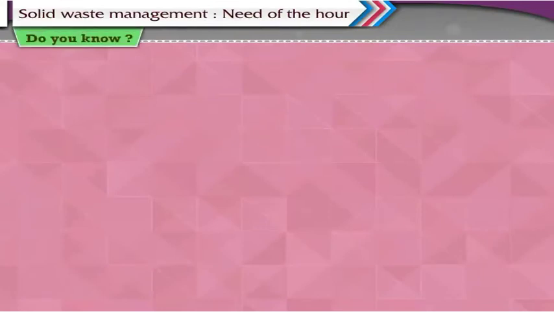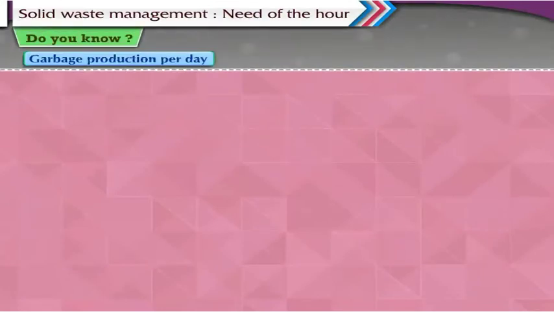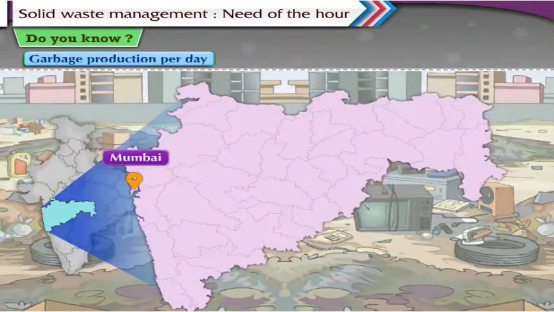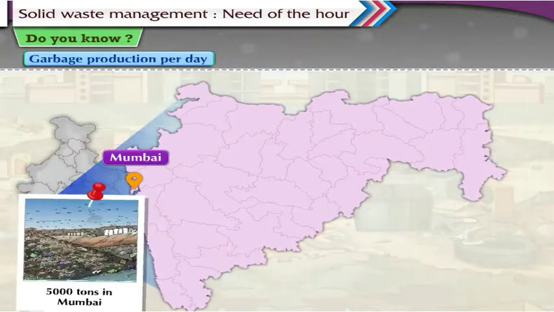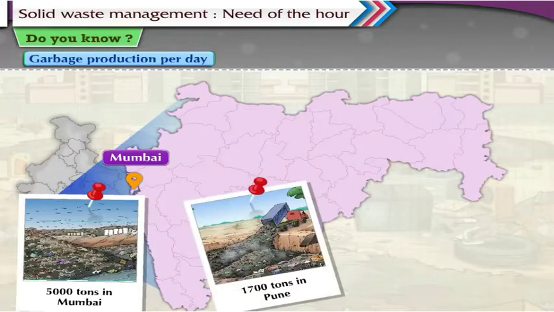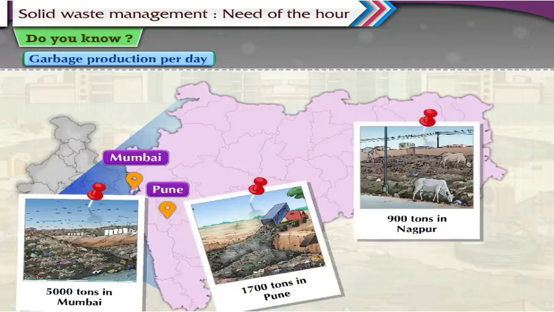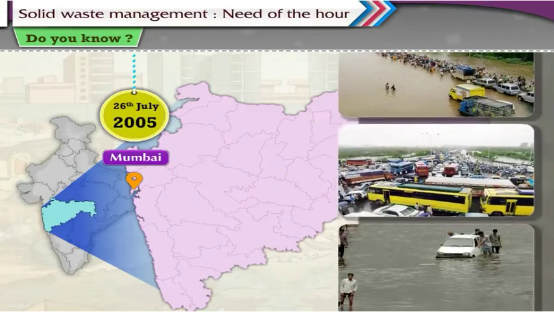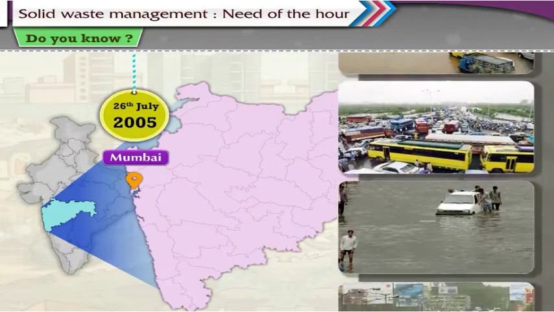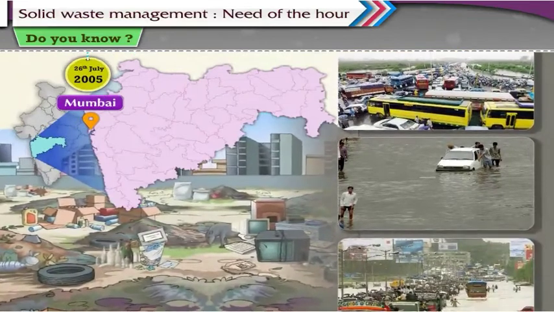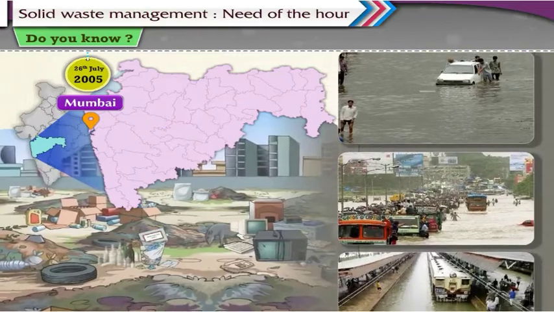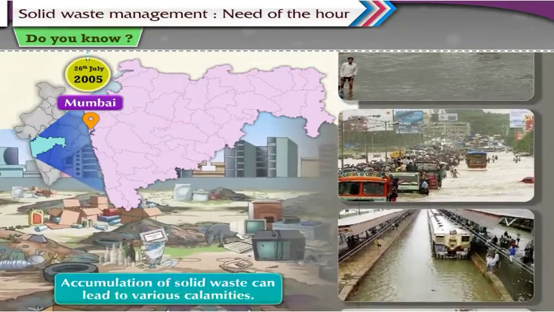Do you know? Garbage production per day. Solid waste generated in the main metro cities of the state is approximately 5,000 tons in Mumbai, 1,700 tons in Pune, and 900 tons in Nagpur. On 26 July 2005, a serious flood calamity had arisen in Mumbai. Improper solid waste management was one of the main reasons behind that calamity. Thus, we see that accumulation of solid waste can lead to various calamities.